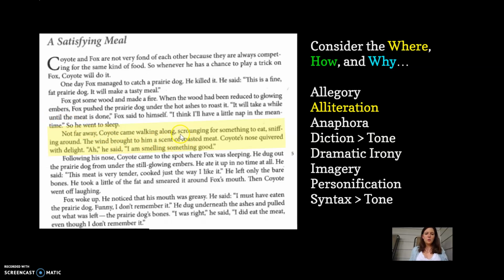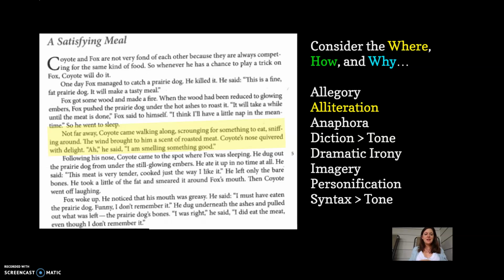So here we see alliteration with scrounging, something, sniffing, smelling. And with all those words, scrounging, sniffing, smelling, how that works is that they all start with this S sound, and therefore they're linked together as somehow having a similar purpose. And why does the author do that? It emphasizes the coyote's discovery of the delicious meal that's being emphasized through imagery. So the coyote scrounges for the meal, he sniffs for the meal, he smells the meal. Notice how all of these S words are doing the same thing. They emphasize the coyote's discovery of the delicious food.